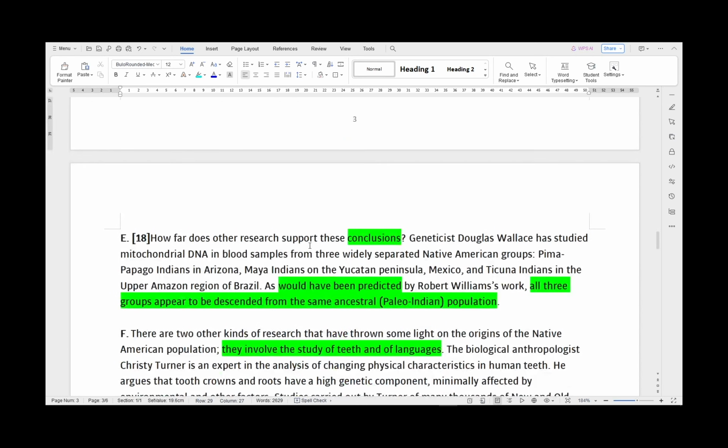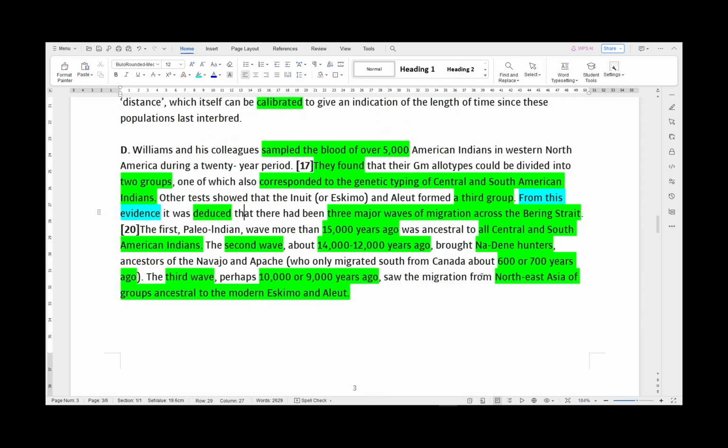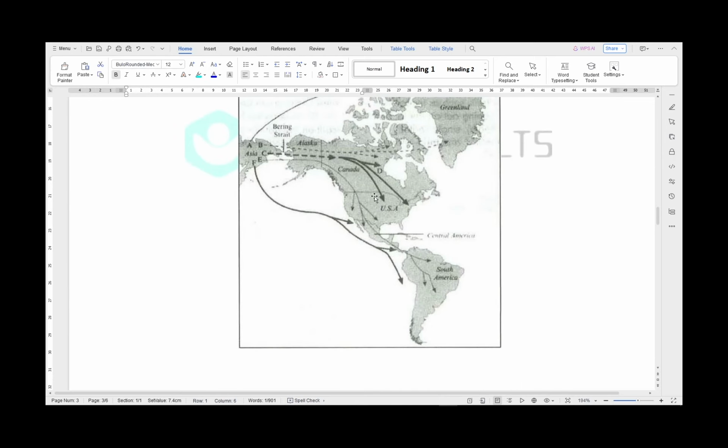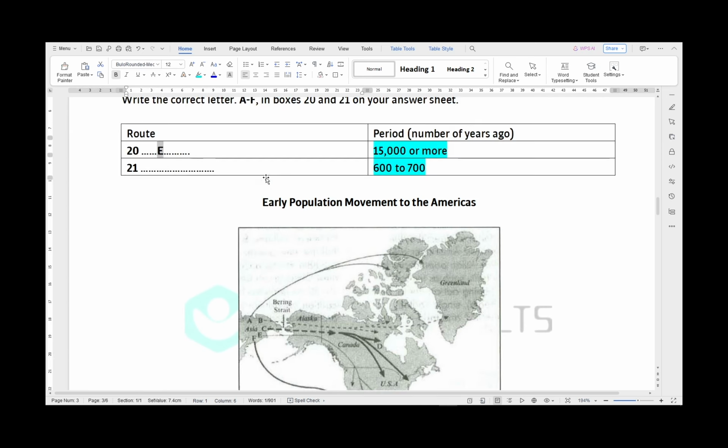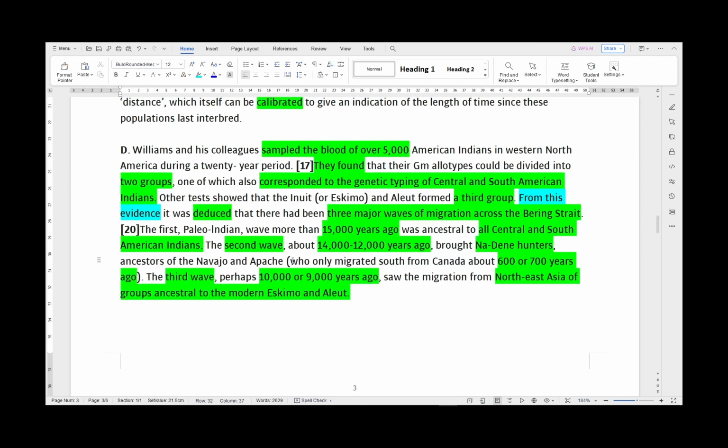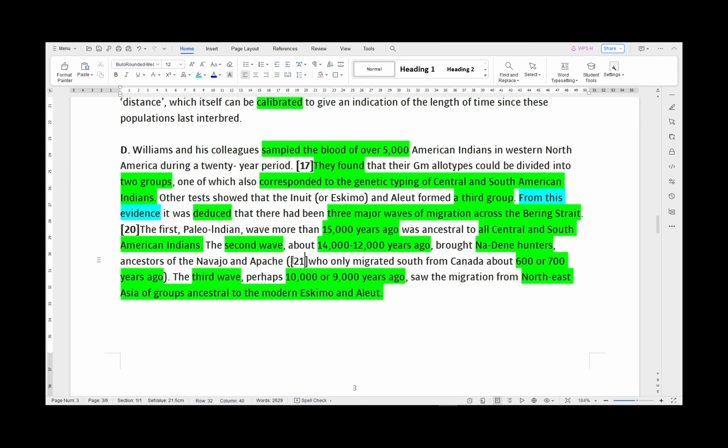All right, so who only migrated south from Canada? From Canada to south, D, right? So option D is the correct one. So okay, I'm going to choose D. I'm going to put it here as number 21.